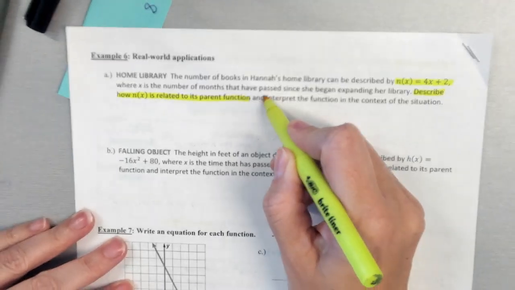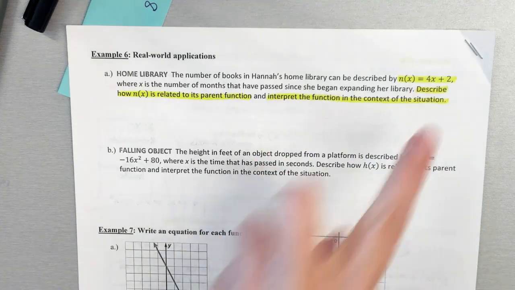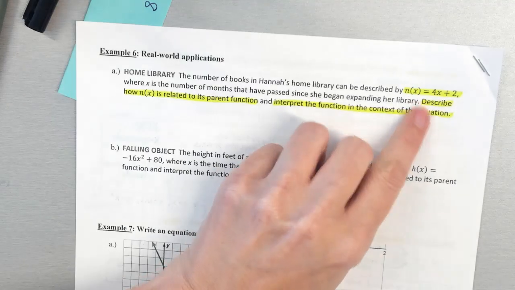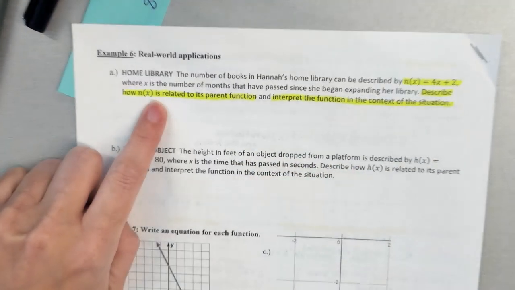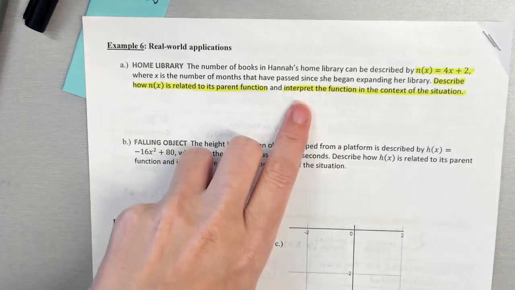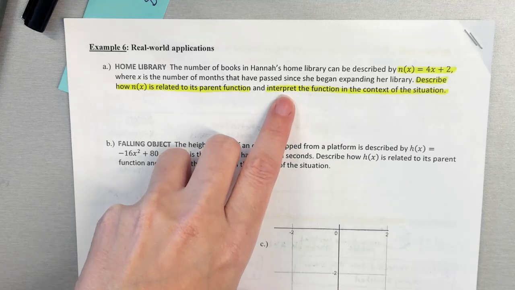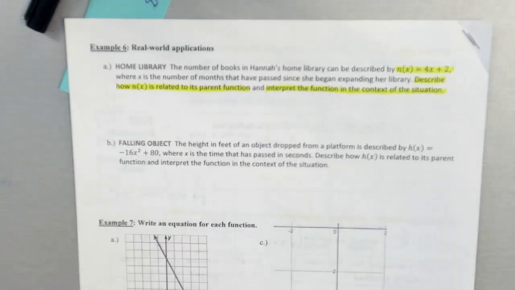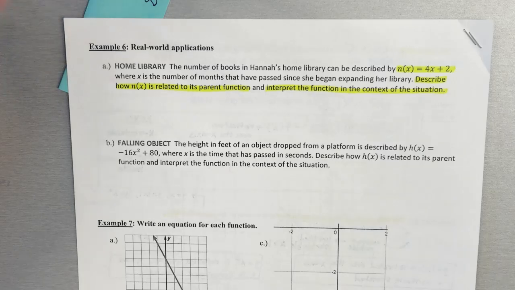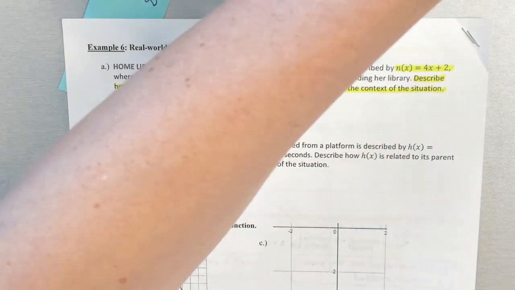And then we're going to interpret the function in context of the situation. So we're doing two different things here. The describe we did yesterday, how it's related to the parent function. And then we're going to do some interpreting, which we actually did in some of our earlier sections. Remember how you had to interpret the intercepts in terms of the situation, the x-intercept and the y-intercept? We have an example about a gift card. That's going to be similar. So we're going to do the first one together.